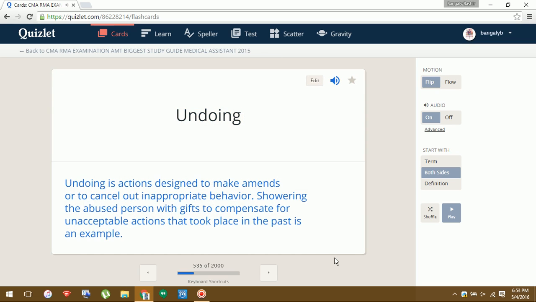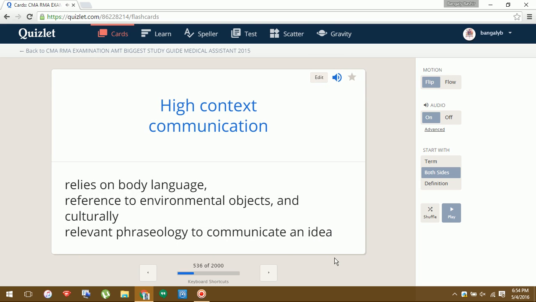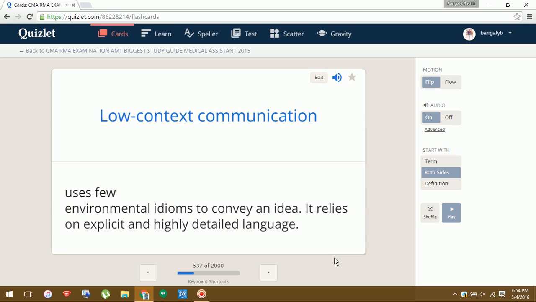Undoing. Undoing is actions designed to make amends or to cancel out inappropriate behavior. Showering the abused person with gifts to compensate for unacceptable actions that took place in the past is an example. High context communication relies on body language, reference to environmental objects, and culturally relevant phraseology to communicate an idea. Low context communication uses few environmental idioms to convey an idea. It relies on explicit and highly detailed language.